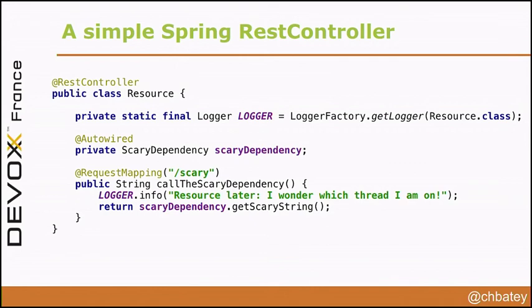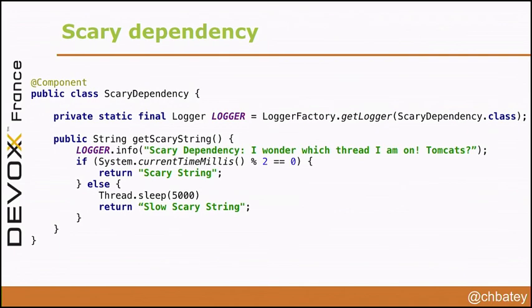And I find that the best way to convince people to not give this thread away is to tell them to assume that every piece of code that you go into that's not yours is doing this, okay? It's just deciding, if the time's even, I'll return them a nice scary string. If it's odd, I'm going to sleep for a bit. I'm still going to respond, but I'm going to delay that response by 5 seconds. Just assume that's happening.